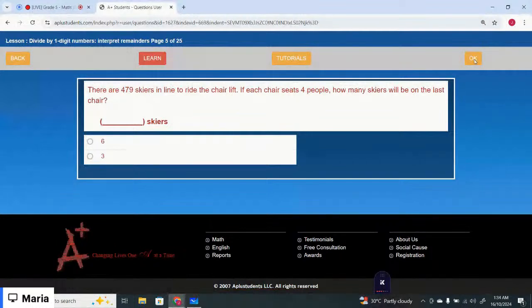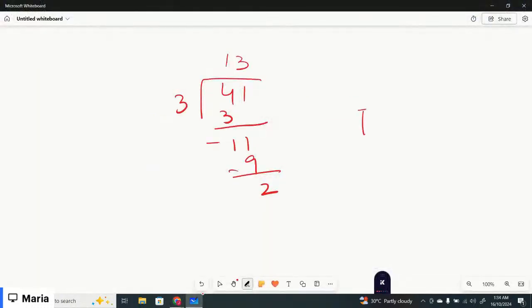There are 479 skiers in line to ride the chairlift. If each chair seats 4 people, how many skiers will be on the last chair? So, which is the correct option? You have to divide 479 by 4. 4 times 1 is 4.